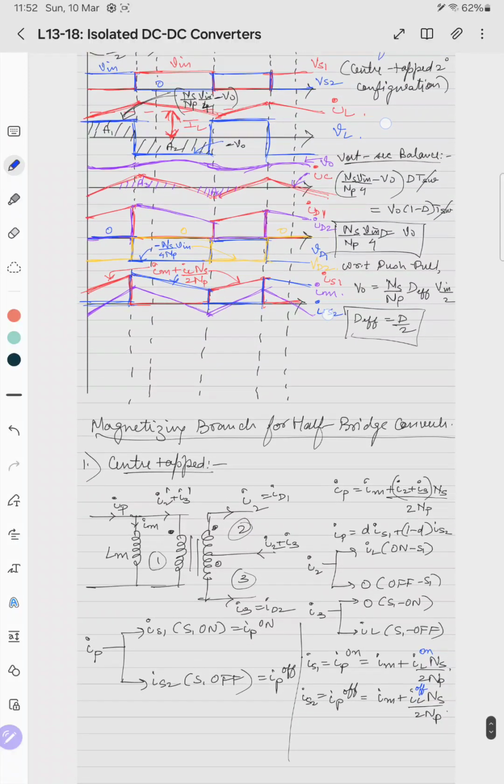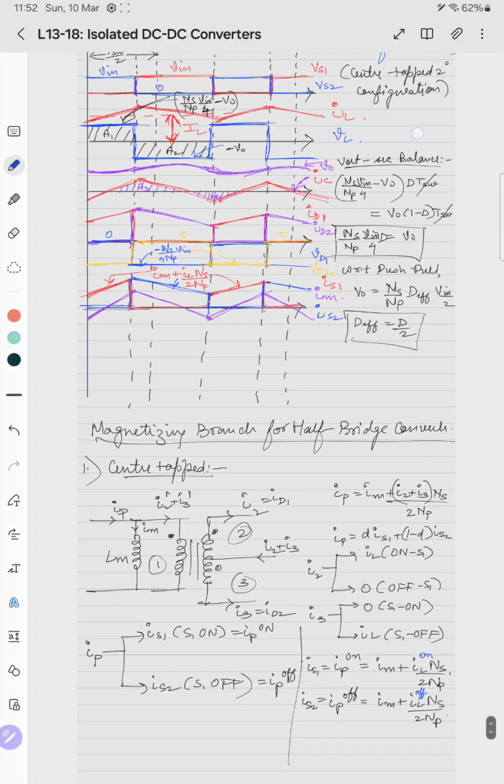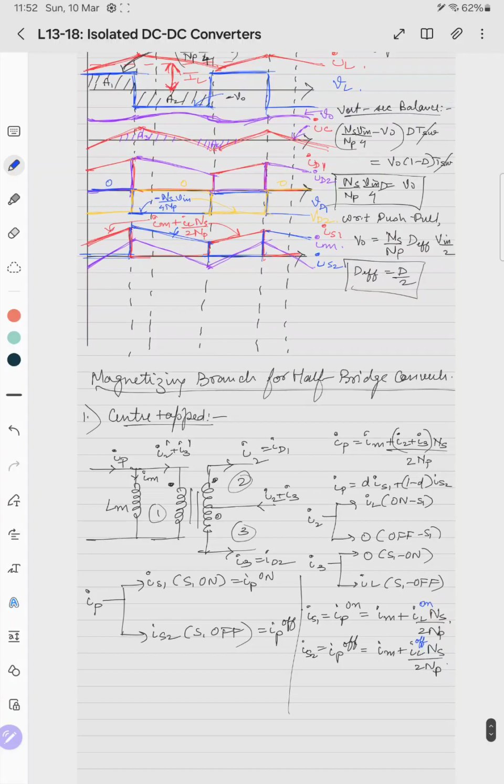So basically IL is split. When switch S1 is on, the current in the IS1 switch is Im plus IL into Ns by 2Np. When it is off, it is again the same value, but that IL is IL off. So Im plus IL means some waveform is added to IL, that is Im, and it is just the on time period of the waveform which is observed in the primary circuit.